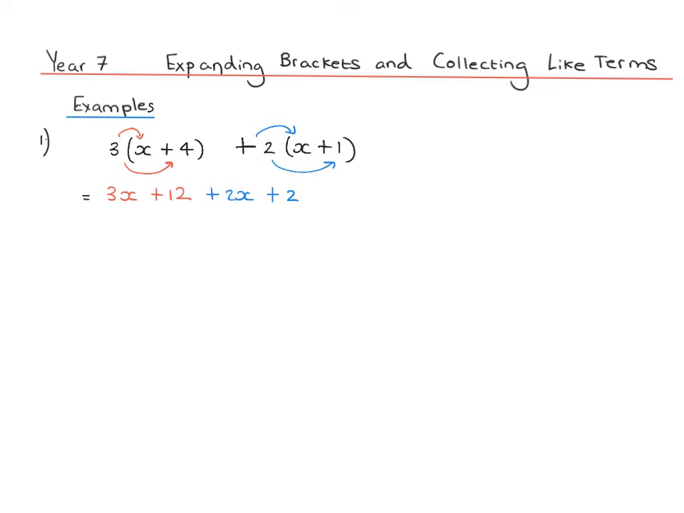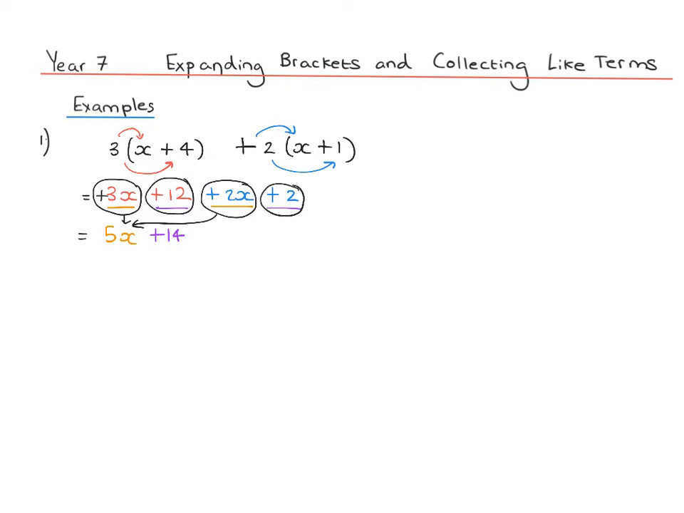Which are our like terms? Let's look at this very carefully. We have 3x and 2x, and these can be combined to give us 5x if we collect them together. We then have plus 12 and plus 2, and these can be combined to give us plus 14. Remember, everything owns the sign that comes in front of it. So that's a plus 12 and a plus 2. The 3x at the front has no sign in front of it, which means it is a positive 3x. And positive 3x and positive 2x combine to give us positive 5x.